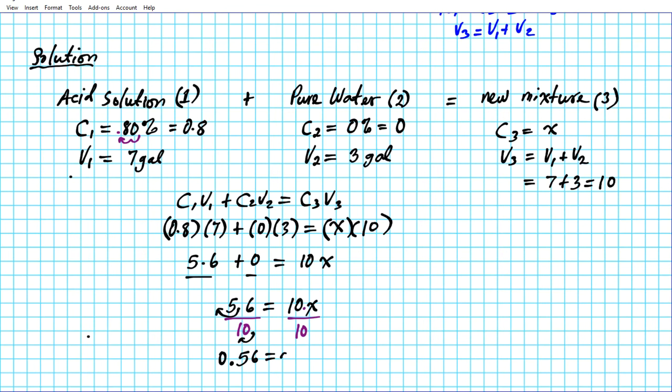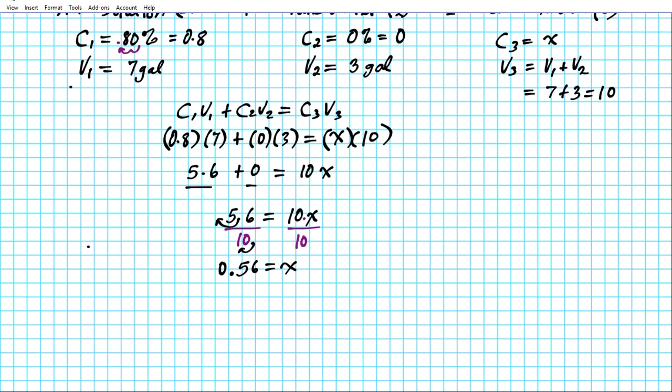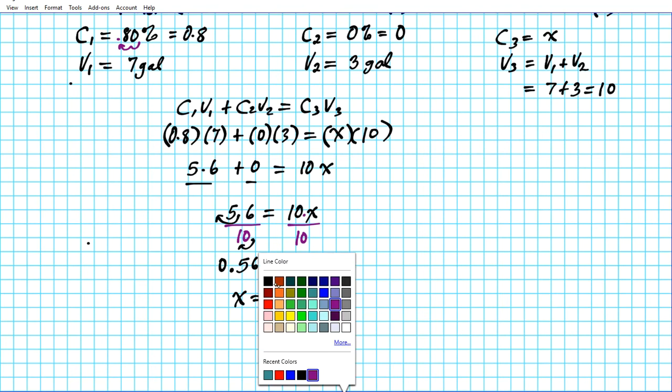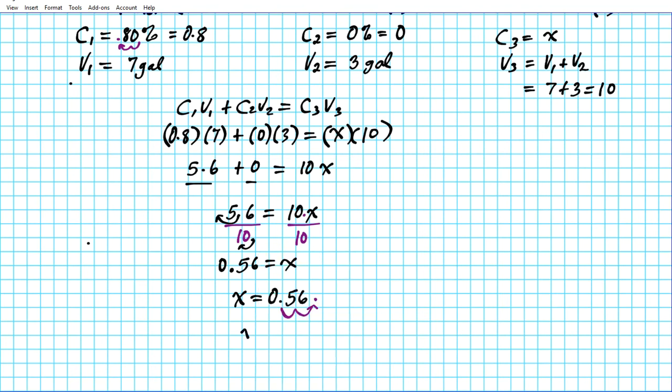So you end up with 0.56 equals x. Okay, so if x is 0.56, what is the percent equivalent of 0.56? You can simply move your decimal point 2 places to the right or multiply by 100. It will achieve the same result. So let's do the fast way. Move your decimal point 2 places to the right. That will convert a decimal into percent. That tells us that x is equal to 56%.